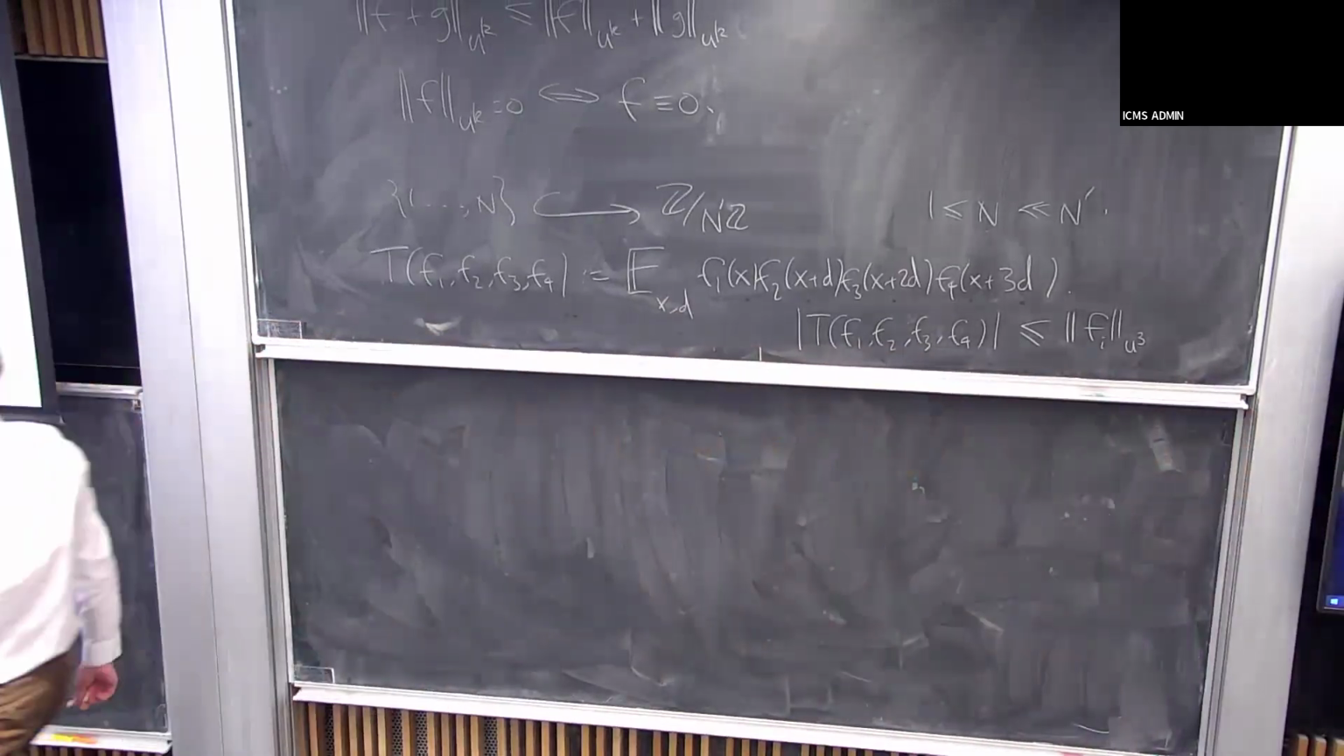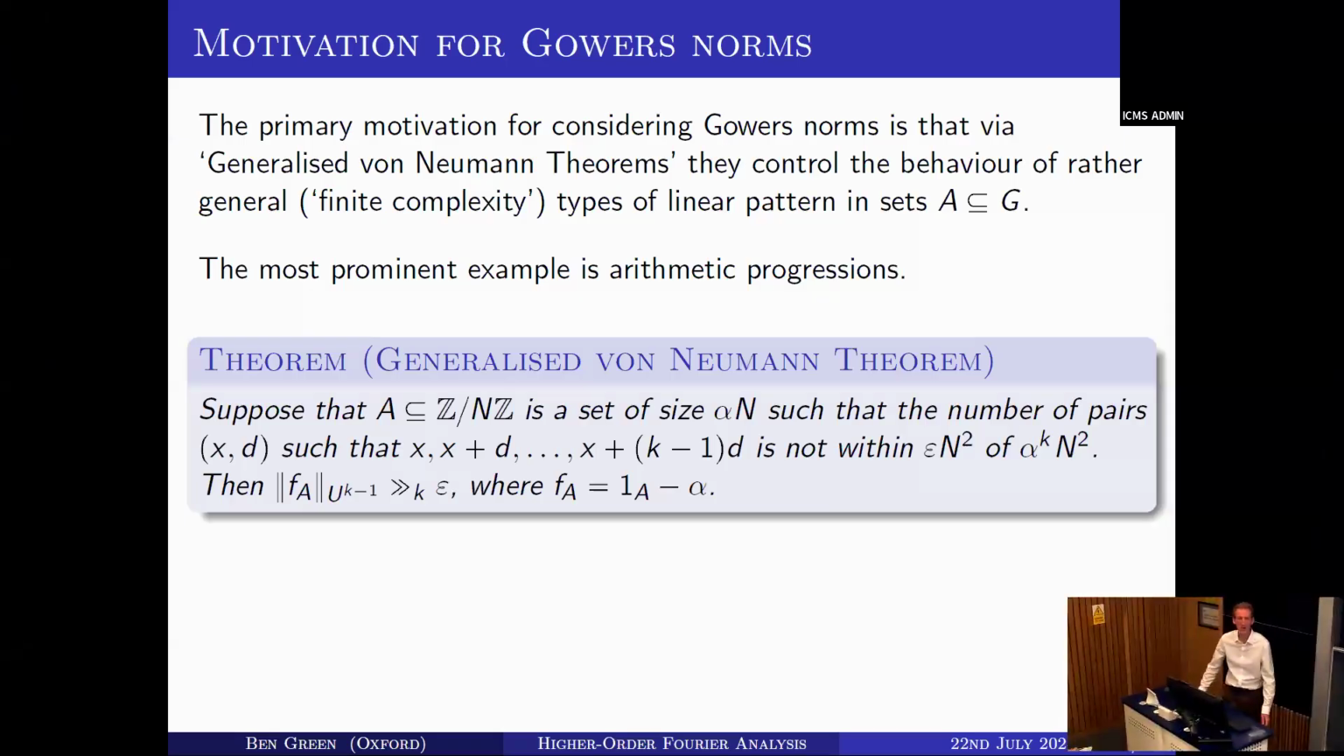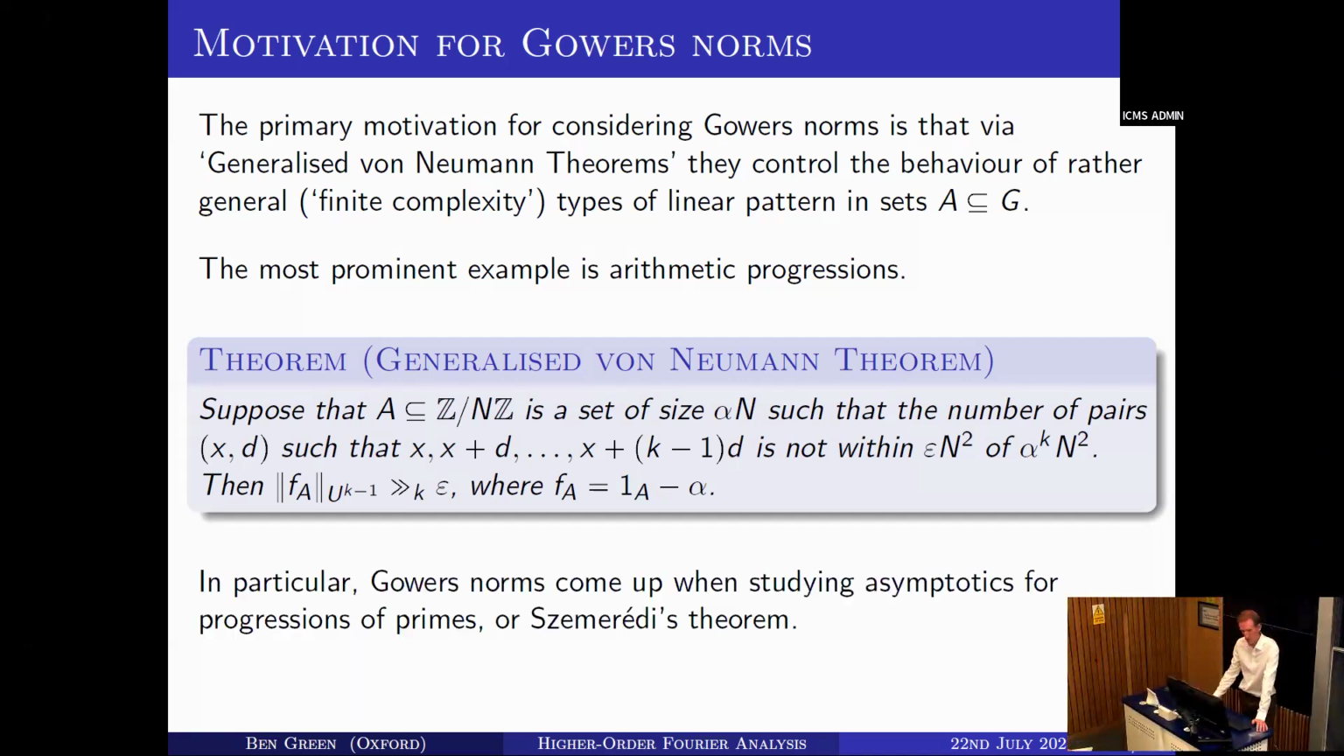So these Gowers norms, they are themselves systems of linear forms, and they're kind of universal amongst all linear forms. So they're the only ones that you really need to consider if you want to understand the behavior of linear forms in subsets of groups. So they come up in particular when studying arithmetic progressions in the primes, if you want asymptotic formulae, or even just to prove they exist, or in studying Szemerédi's theorem. So those have been the most prominent places where Gowers norms have come up.